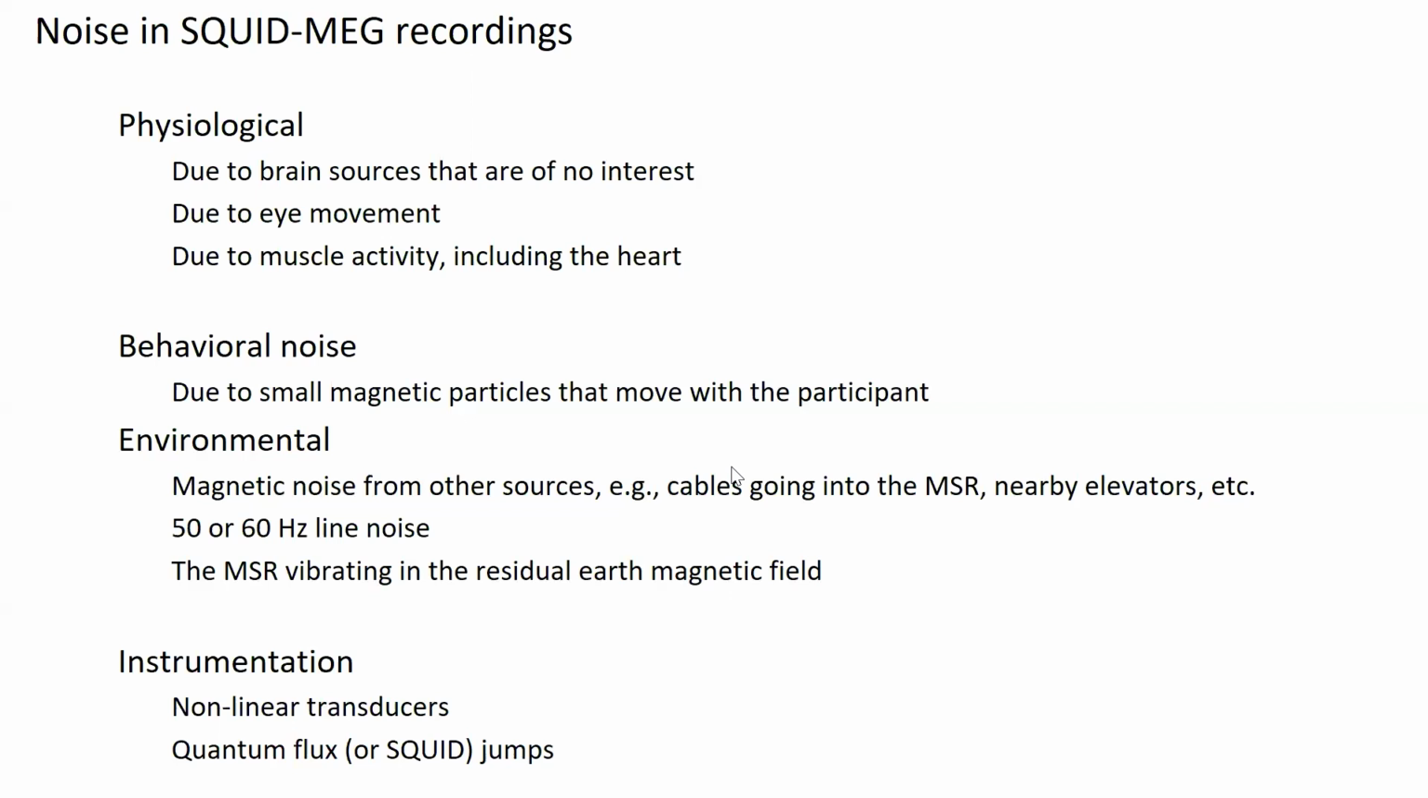With SQUID MEG recordings, there are also some instrumentation challenges. So we have nonlinear transducers. SQUIDs operate with a closed loop feedback to try to make it very linear, and actually it's very linear over a very wide range. But with SQUID sensors, we also occasionally have a quantum flux jump, or a SQUID jump, as we call them.